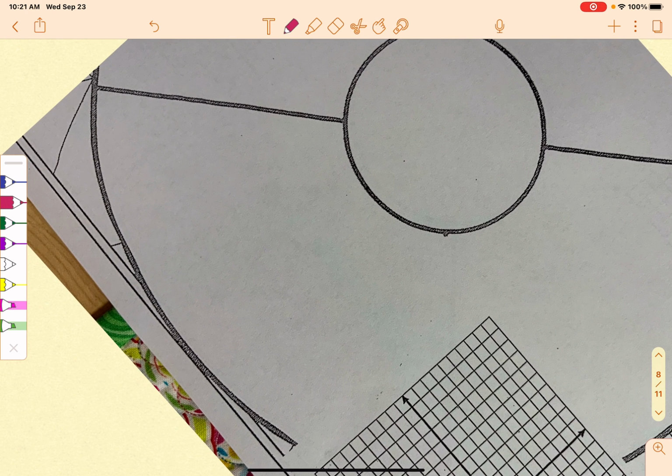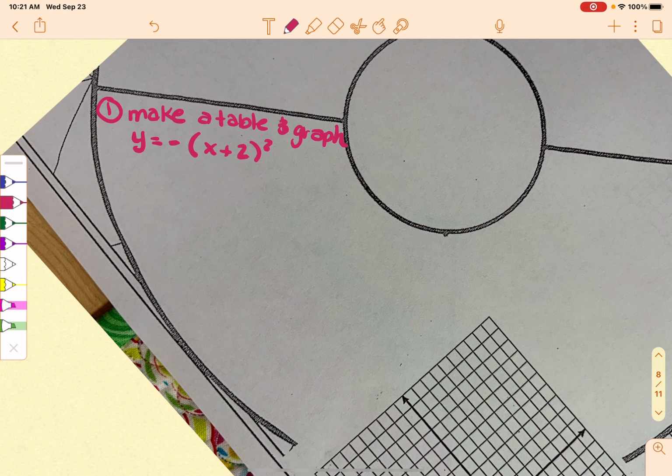So I'm starting with this one. This one's number 1. Remember, we're only going to do 2 today. And our directions are always the same. Make a table and graph. Now, our equation is going to be y equals negative, parentheses, x plus 2 squared. If you would like, when you start this problem, to add a 1 there, because we assume that 1 is out there whether we write it or not, feel free to do that.